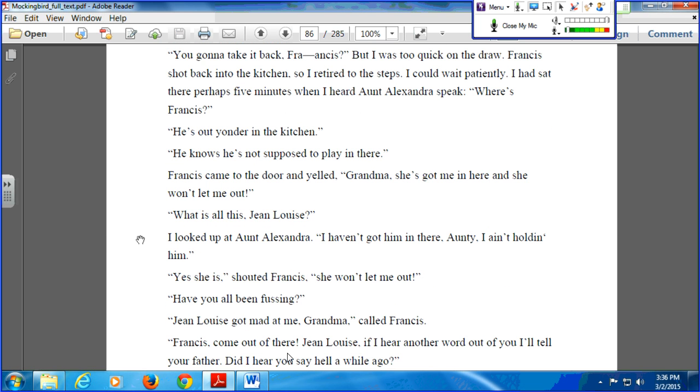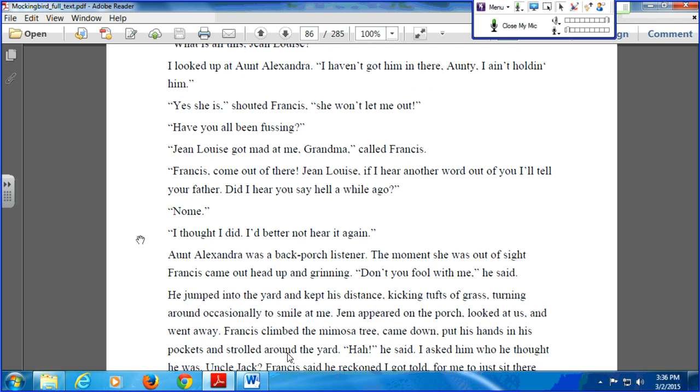He knew he wasn't supposed to play in there. Francis came to her and yelled, "Grandma, she's got me in there and she won't let me out." "What's it all about, Jean-Louise?" I looked at Aunt Alexandra. "Hanging on there, Auntie. I ain't holding him." "Yes, she is," shouted Francis. "She won't let me out." "You've been fussing." "Jean-Louise got mad at me, Grandma," called Francis. "Francis, come here. Jean-Louise, if I hear another word out of you, I'll tell your father." "Did you say 'hell' a while ago?" "Nope. I thought I did." "Better not hear it again."